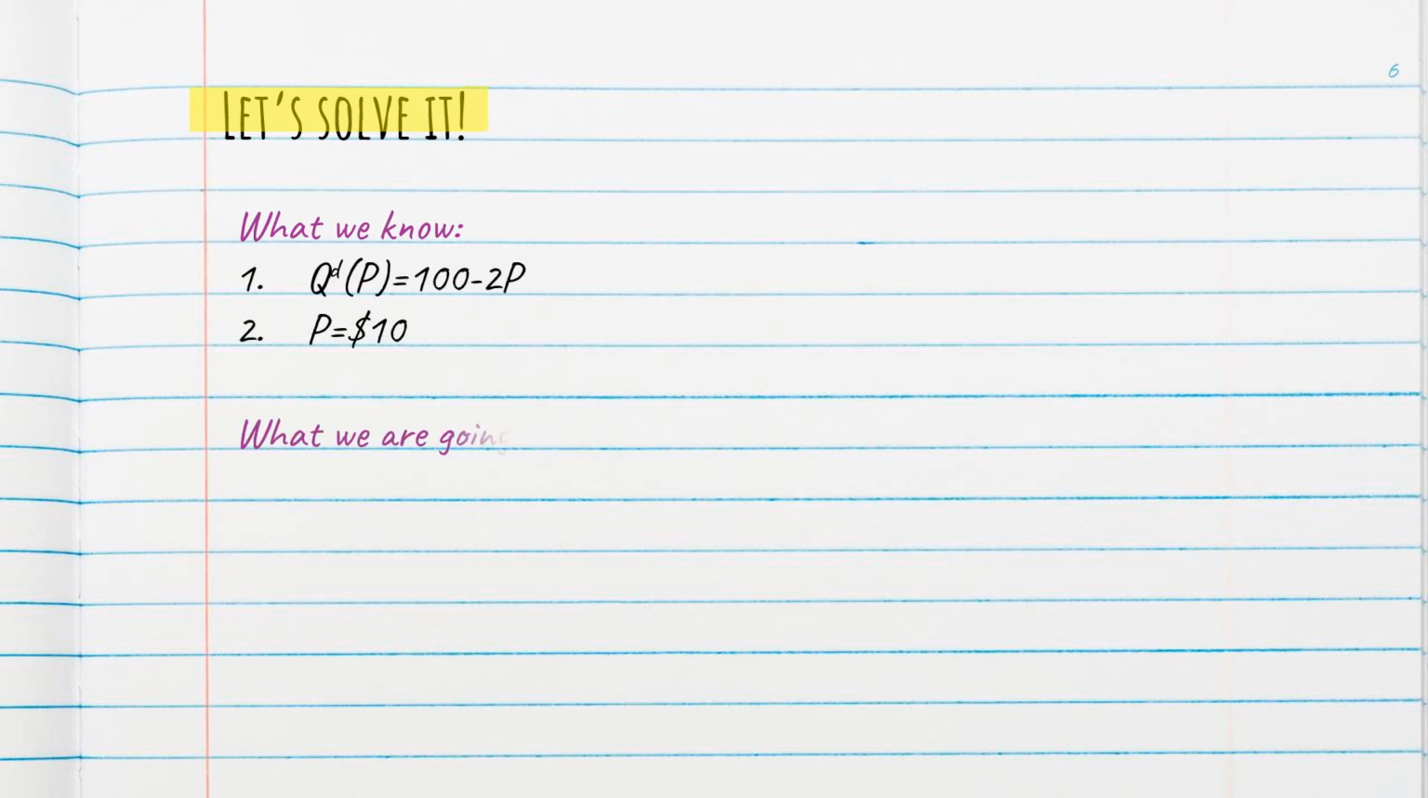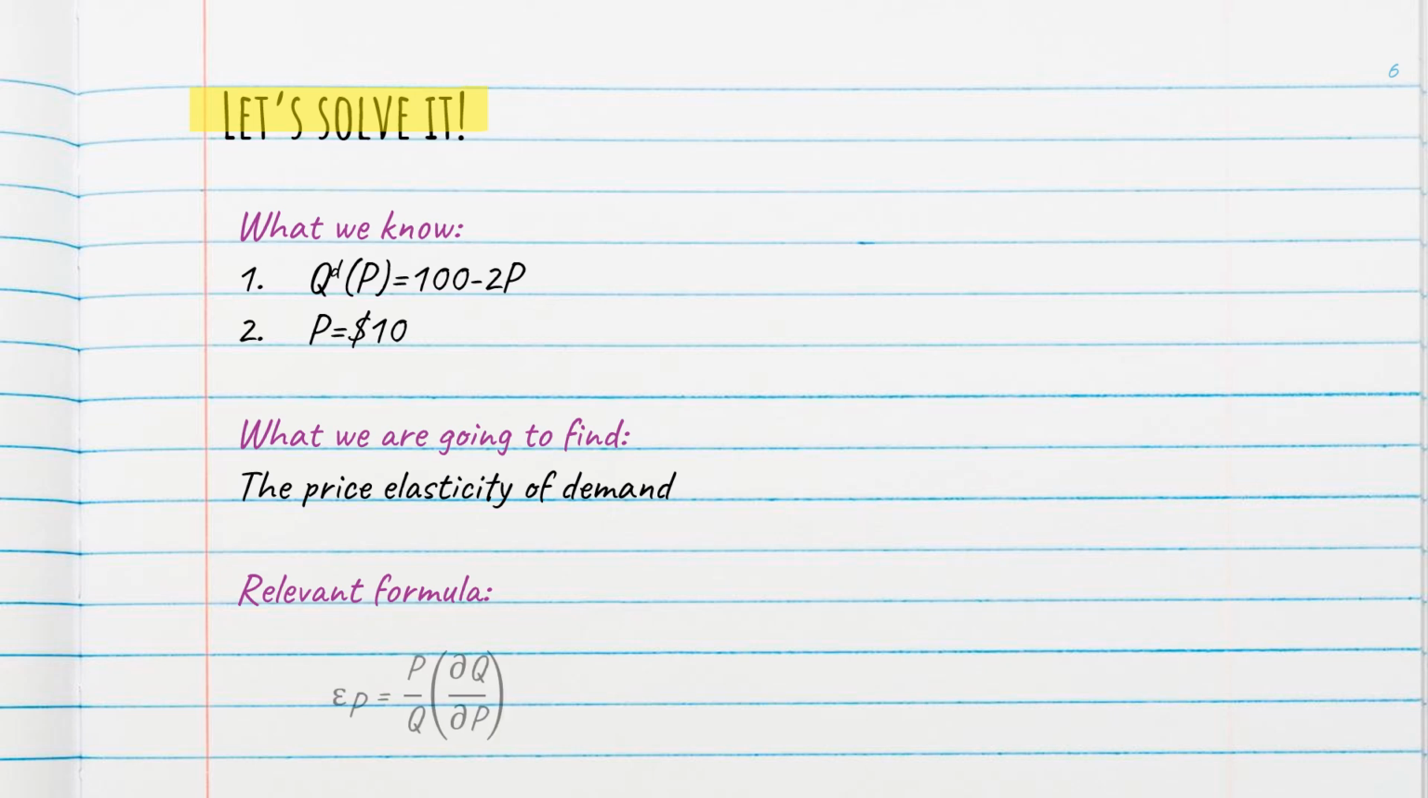Let's solve this problem. So what do we know? We know the demand curve and the price. We're going to solve for the price elasticity of demand using the relevant formula. Now I want you to notice I've written this formula down with partial derivatives, but in this case, because demand depends only on price, we're not really finding a partial derivative, we're finding a standard derivative. But in a more complicated question, demand could depend on price as well as income or something like that.